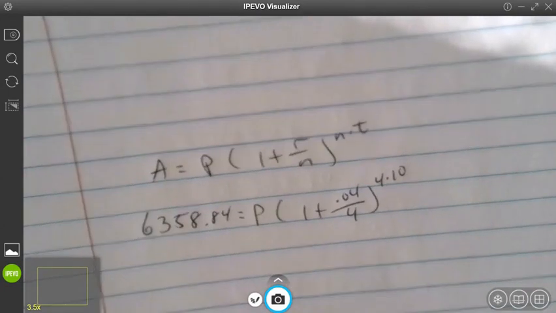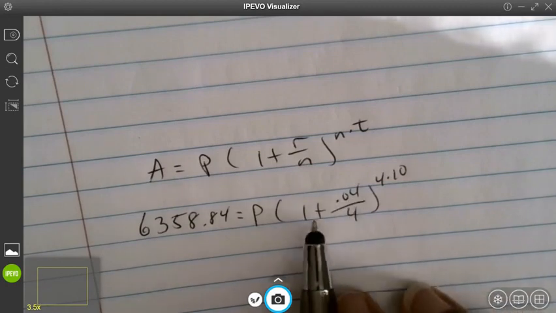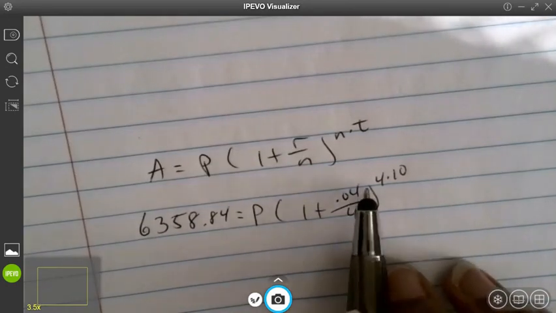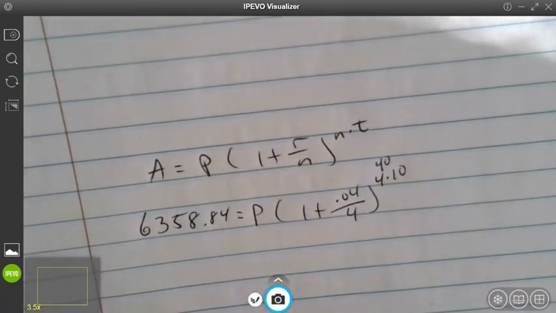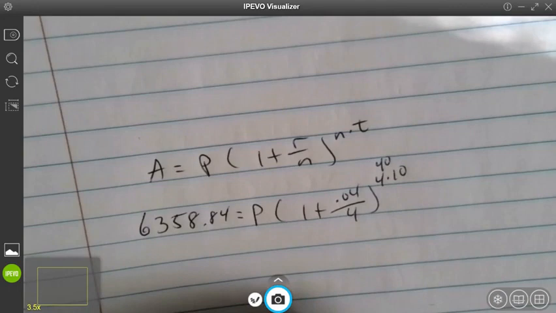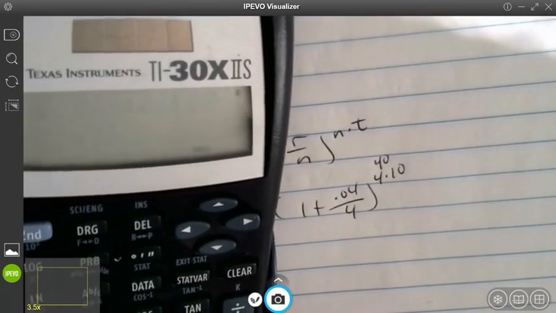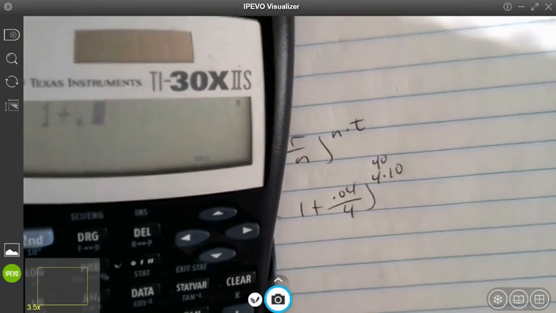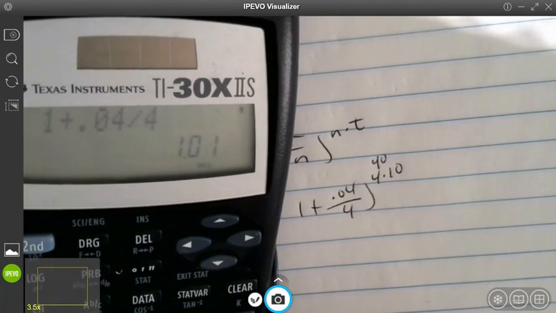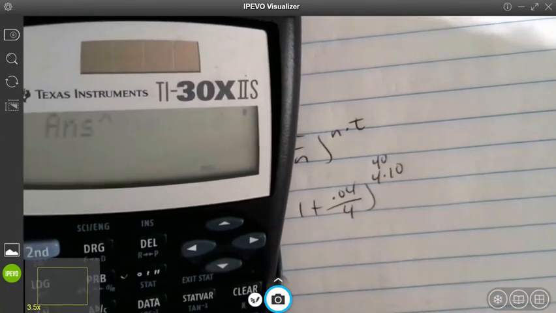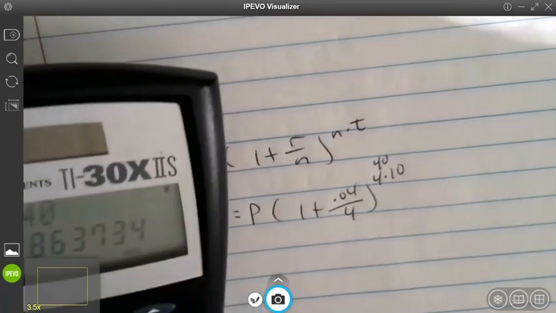Now we're going to work all this out on the right side. Just 1 plus 0.04 over 4, raised to the 40th. Remember, 4 times 10 is 40. I'm going to put that in the calculator: 1 plus 0.04 divided by 4, and raise that to the 40th power. We get a long decimal.